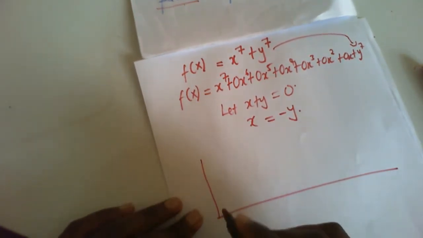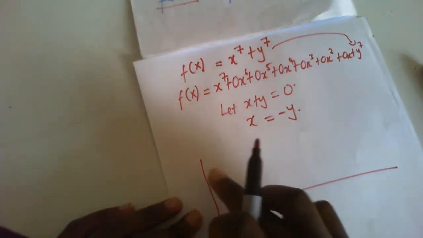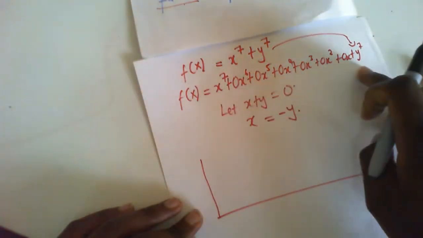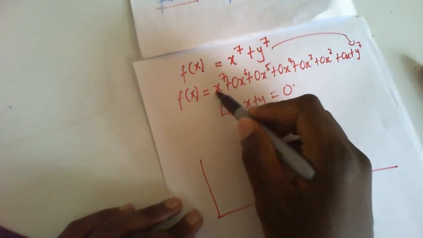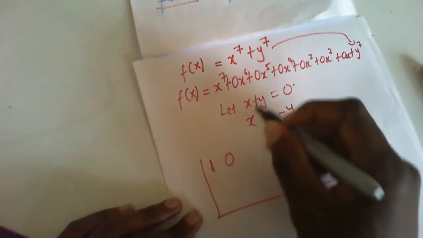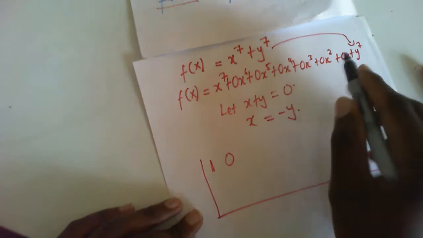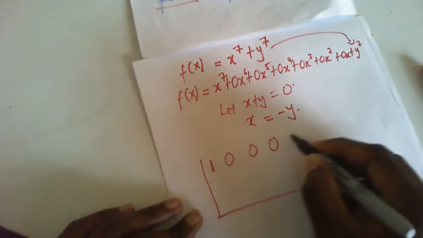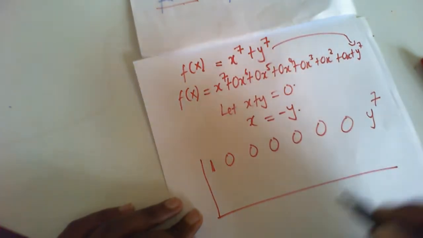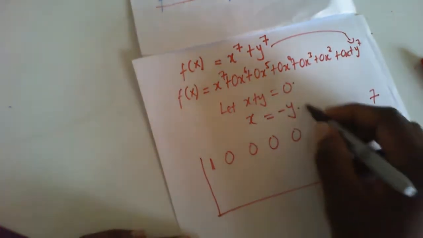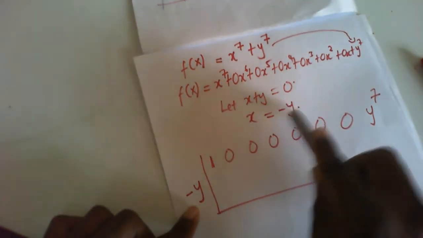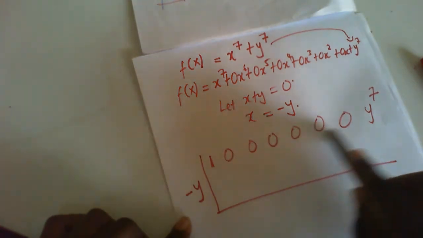Okay, so for us to use synthetic division, on top here we need to write the coefficients of our function. So the coefficient of x raised to 7 is 1. Then we have got 0. How many zeros? 1, 2, 3, 4, 5, 6. And our constant y raised to 7. Then our factor here is negative y, like this. Okay, so here we write our factor, here we write our coefficients.